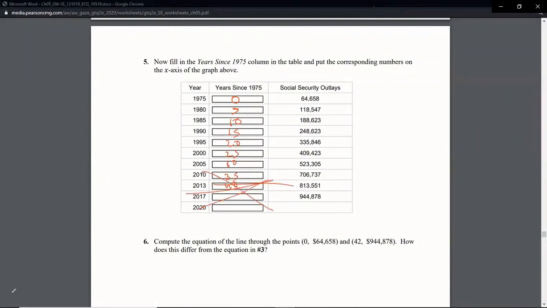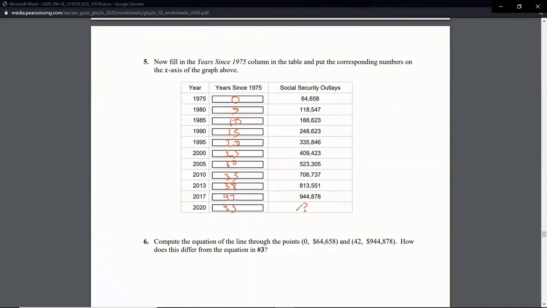No, wrong. A lot of people get stuck right there and go, oh, okay, I'm just adding 5 years over and over and over. What's happening? Pay attention. You get used to it just going up 5, 5, 5, but no, this only went up 3 more, so that's 38. Then 2017, that's another 4, so that's 42. 2020 would be 45, and there's still no Social Security outlays there, so we can't use that as a true point.